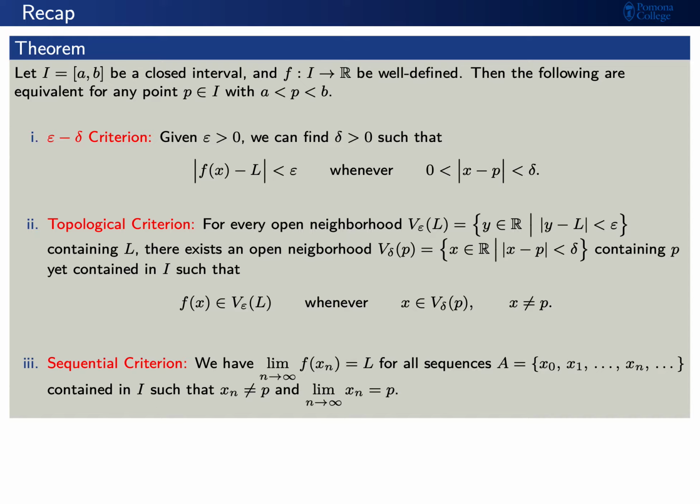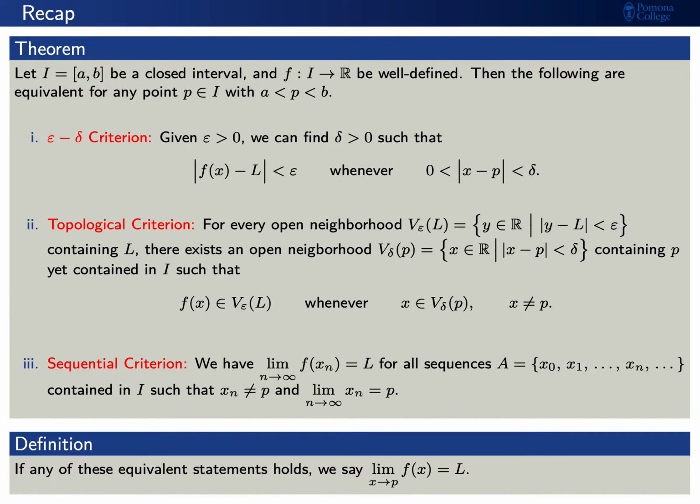These two are equivalent to the sequential criterion. This says that we have the limit as n increases without bound of the sequence f of x sub n equals L for all sequences x sub n, where x sub n is contained in I, x sub n is different from P, and P is the limit of the x sub n's. If either of these equivalent statements holds, we'll say the limit as x tends to P of f of x equals L.